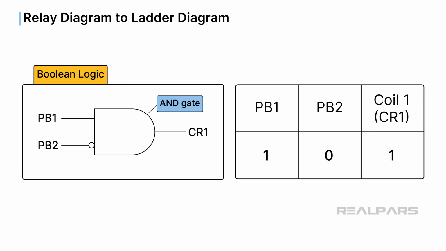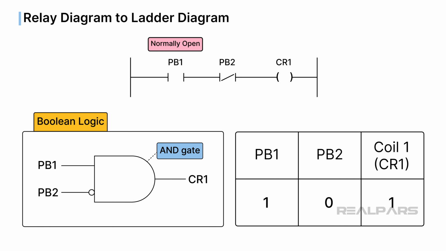You can also represent the logic in a table format. Coil 1, or CR1, is turned on when push button 1, or PB1, is pushed, and push button 2, or PB2, is left alone. PB1 is normally open, and PB2 is normally closed. Think about it this way. If PB1 is a start button, and PB2 is a stop button, then you would push PB1 to start and push PB2 to stop. The point of the table is to understand the pattern. This will allow you to use and troubleshoot whatever kind of language a PLC is programmed in.